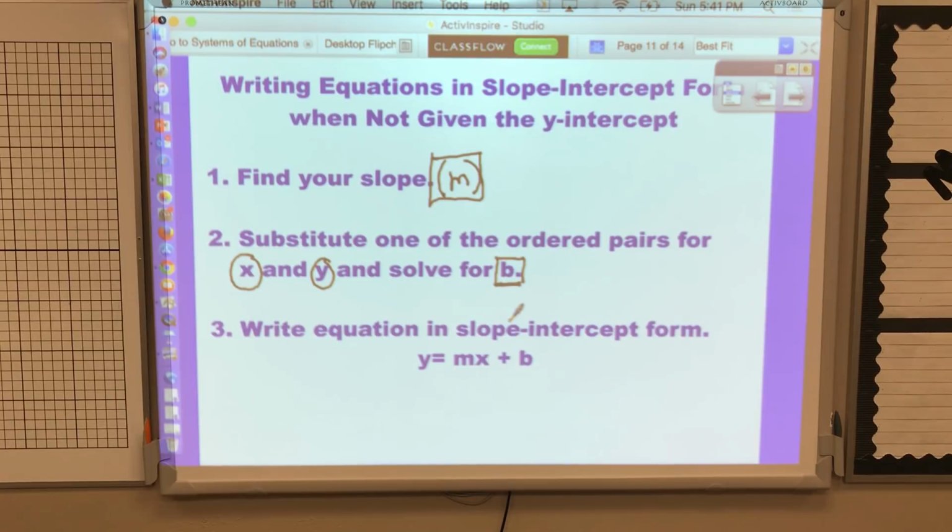And then when we're done, we're going to write our equations in y equals mx plus b, and you need to remember that y and x are now still in the equation. They're no longer the ordered pair we substituted. We just use those to find our y-intercept. And again, remember this can be plus or minus b. It doesn't have to just be plus.